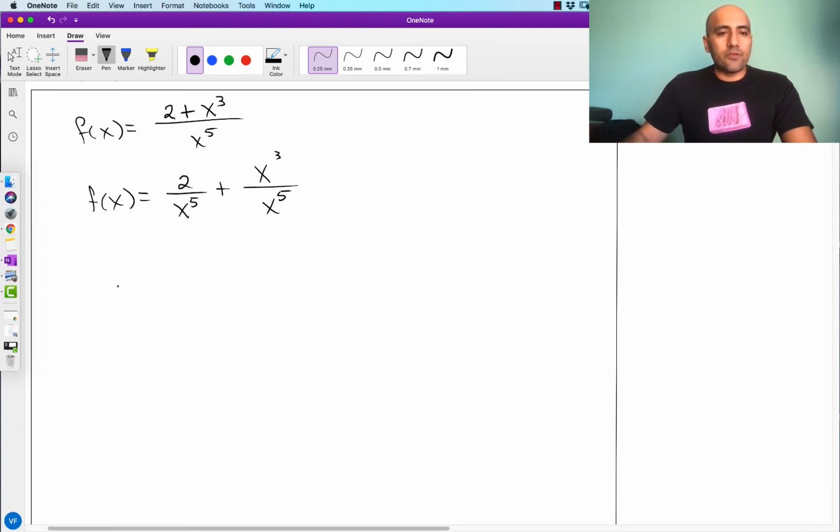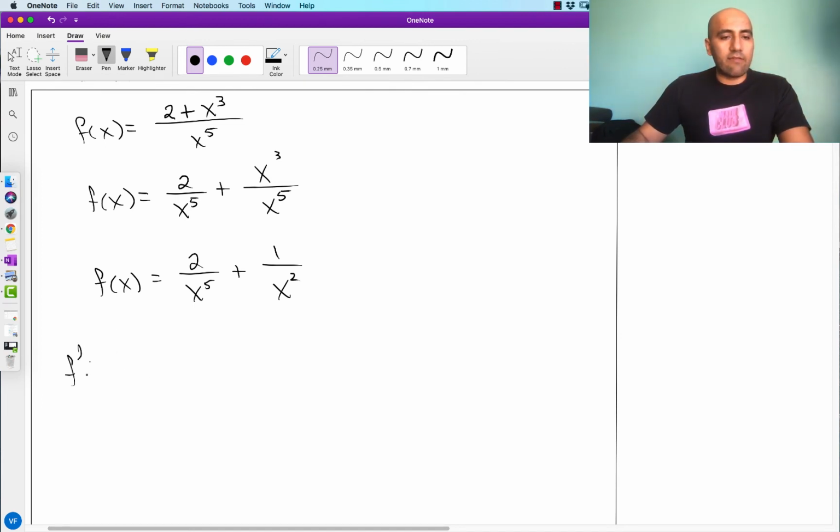And now this reduces, so f of x then equals 2 over x to the 5th power plus 1 over x to the 2nd power, right? There's 3 copies of x there, 5 copies of x there, 3 of them reduce, giving you just x squared in the denominator.